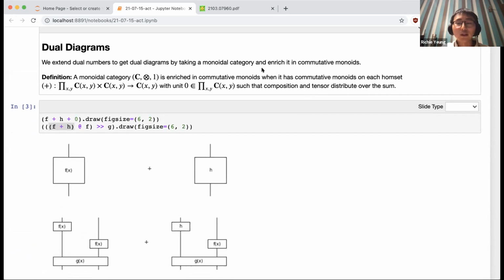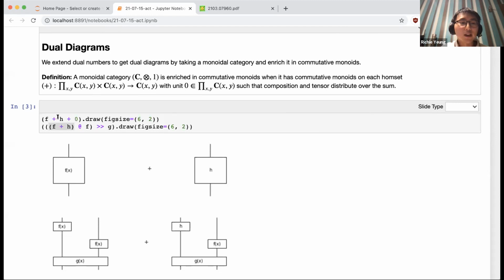So the way to enrich it in commutative monoids is that for each Hom set, so for each input-output type pair, you need to come up with a monoid where, well, a monoid has an addition operator and there's a zero element, such that if you have two elements of the same input-output types, you can add them together to get another diagram of the same input-output type.